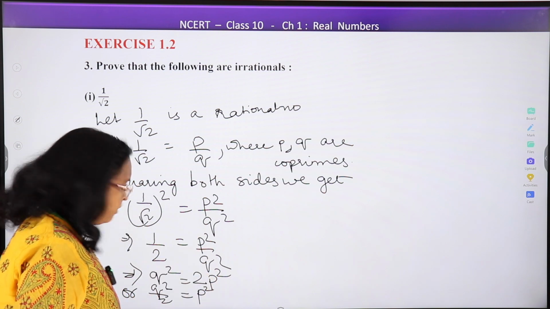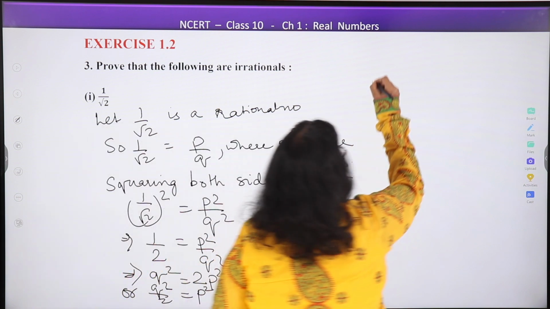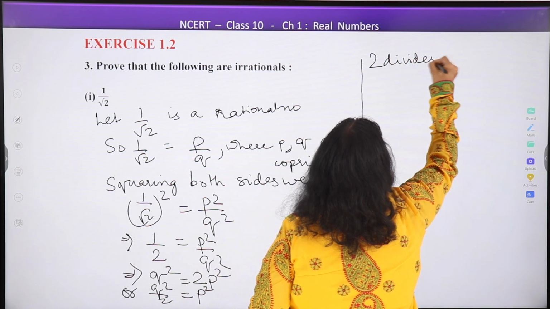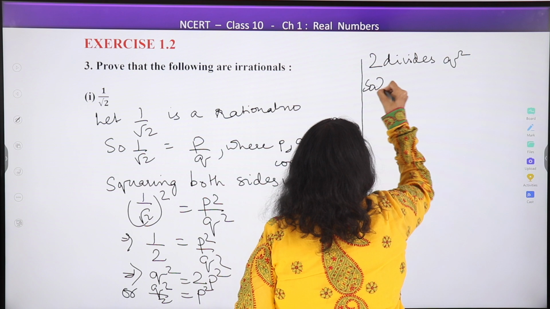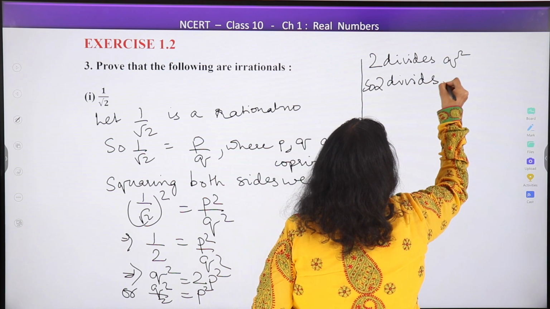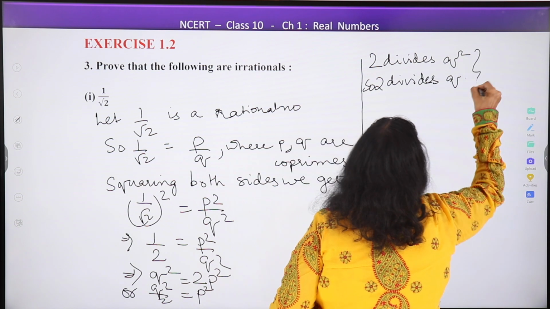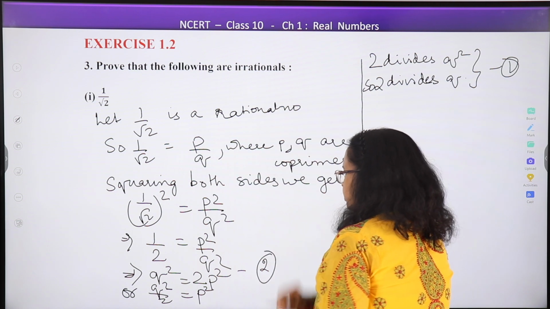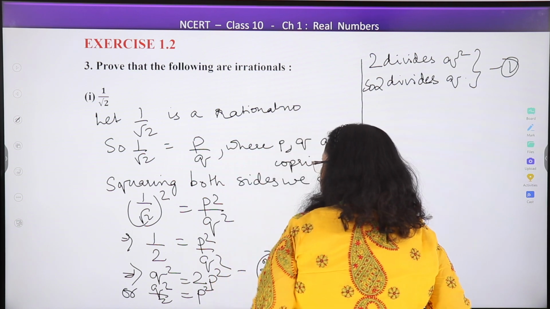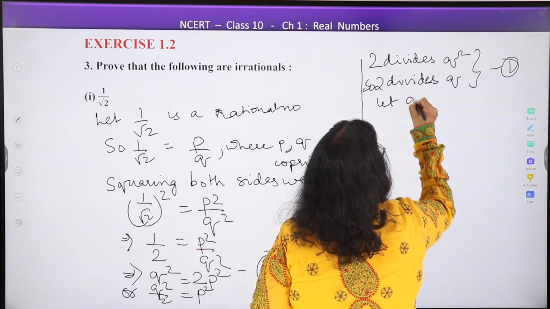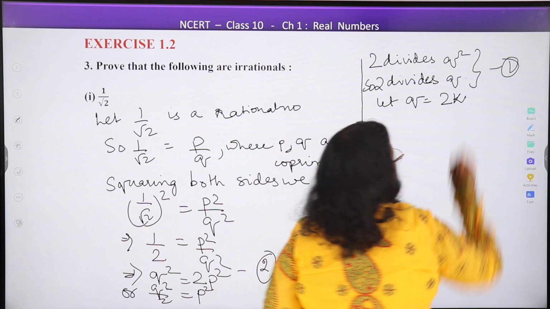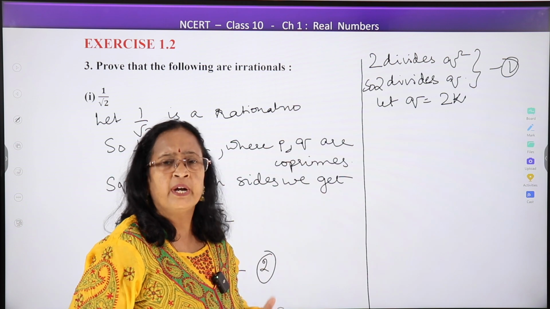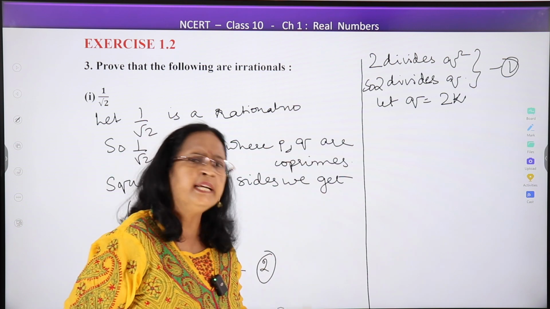Q square by 2. Now here 2 divides Q square. So what will you write here? 2 divides Q square. So 2 divides Q. Let me make this equation 1 and let me make this equation 2. All right. Now let Q is equal to 2K. Now this is a constant which we are taking, students. K, you can take anything. M, N, anything you can take.